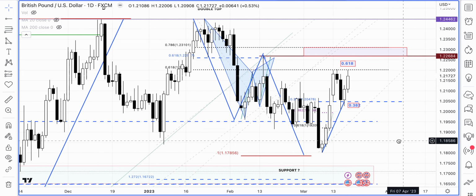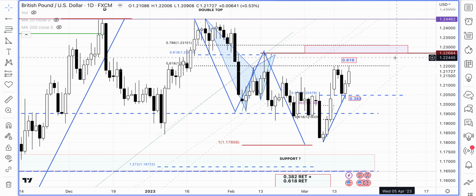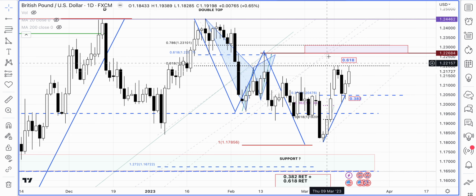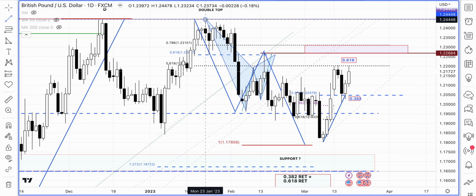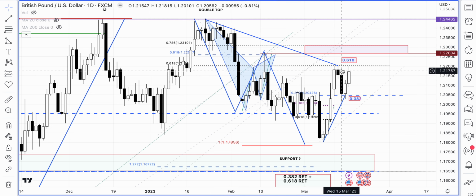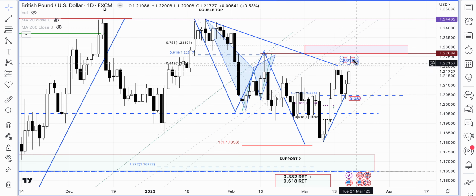And what we are looking at now is that the currency tested the 61.8% retracement coming from this high right here. It is testing it for the third time. So this is the first time, then the second time, and this is the third time. It might move back into the range a little bit before trying to make another attempt to move higher.